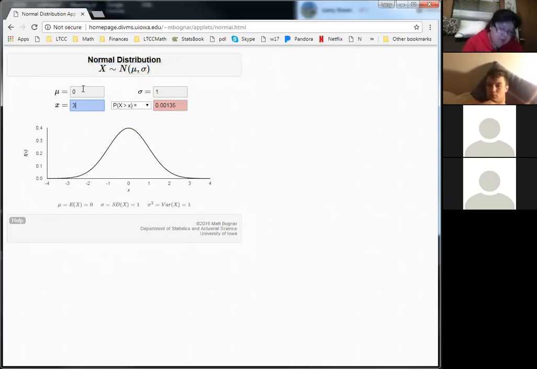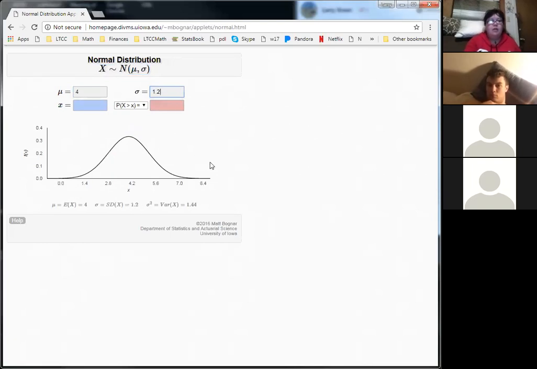Okay. If you change the mean and standard deviation, you'll get a different curve, but it'll still look bell-shaped. So I'm going to let you choose. Give me a mean. Give me a good number. What's that? 4. And give me a good standard deviation. 1.2. And there we go. If you notice, the shape didn't change at all.